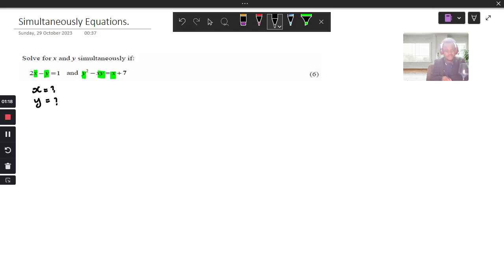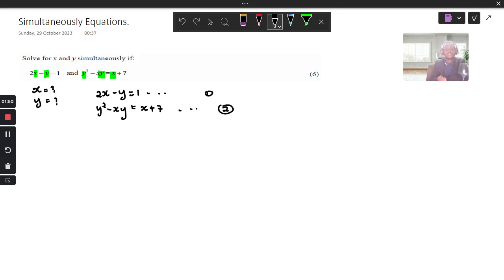Okay, let us name our equations. We have the first equation written as 2x minus y being equal to 1, which is the first equation. And the second one is y squared minus xy being equal to x plus 7. That one is the second equation.